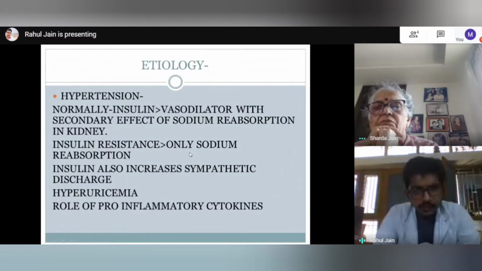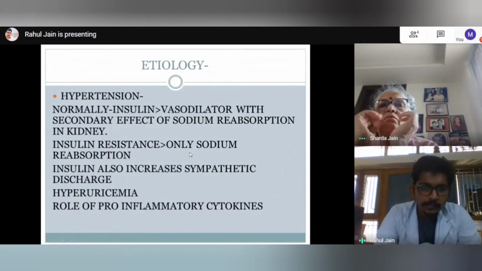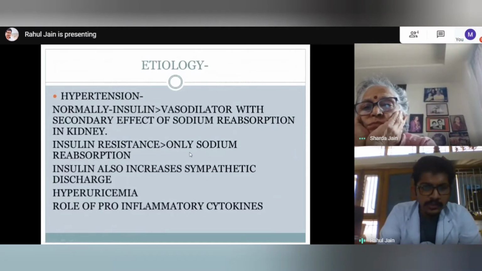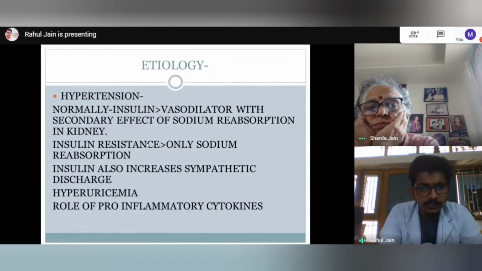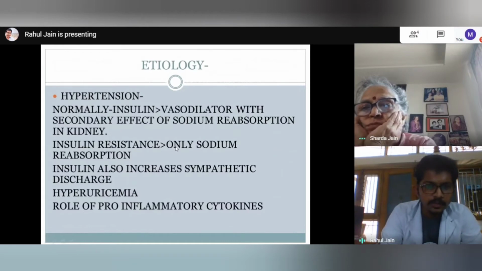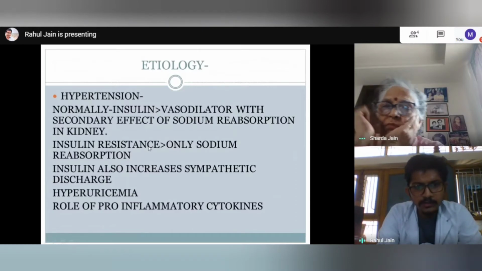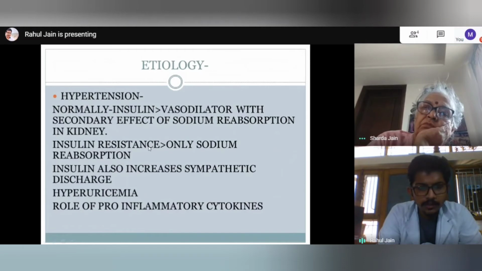I would like to revise one more point which we discussed in hypertension, essential hypertension: why does essential hypertension occur? It is because, to excrete higher levels of sodium, the kidneys have to compensatorily increase the blood pressure to excrete the extra sodium. So when insulin resistance is causing only sodium reabsorption, it is increasing the sodium levels in the blood. This is one important point, that insulin resistance will cause hypertension and also vice versa.